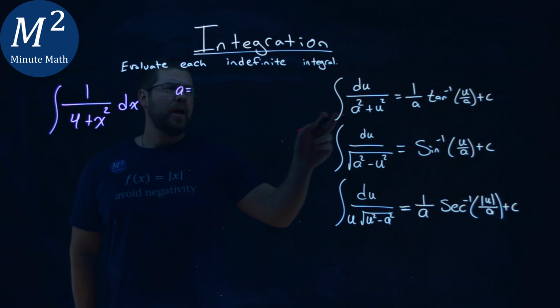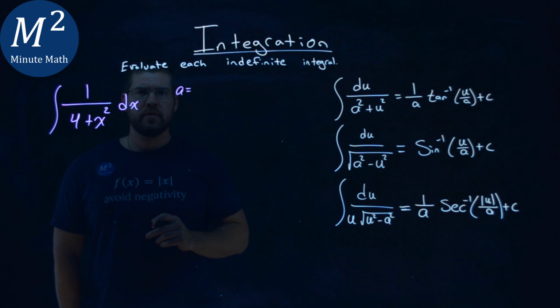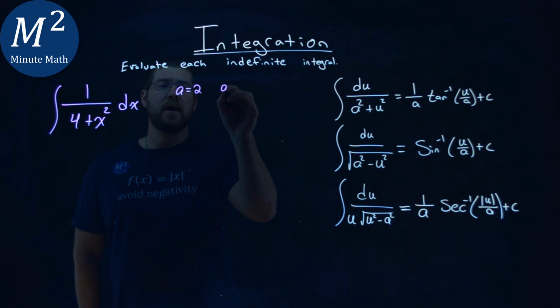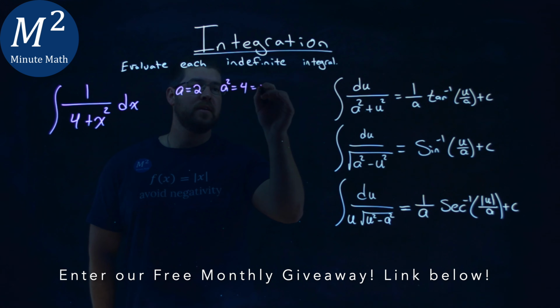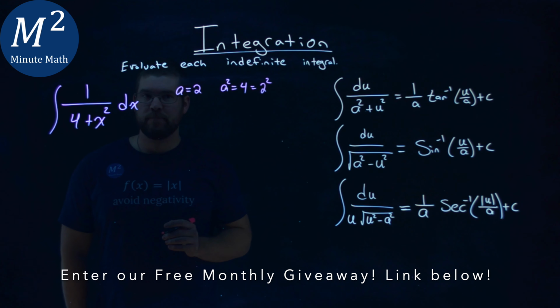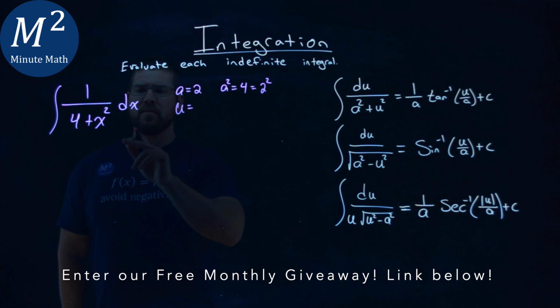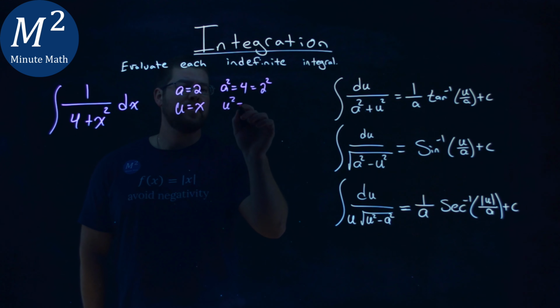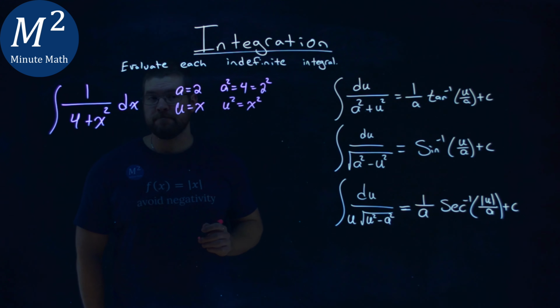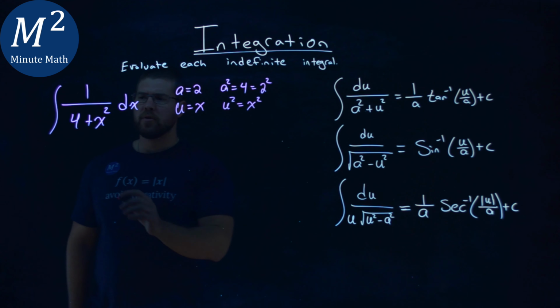Well, our a squared is where 4 is. So if I put a 2, a squared is equal to, well, 4. Lines up. And we can see it as 2 squared. What about the u value? Well, u's easy in this case. Just put an x there, and then u squared is equal to x squared. Not too bad. So now let's rewrite it.